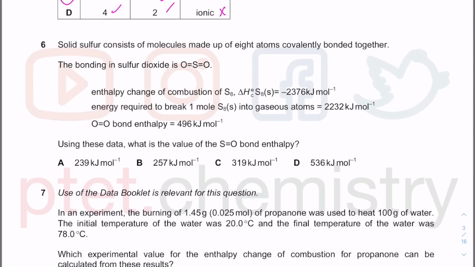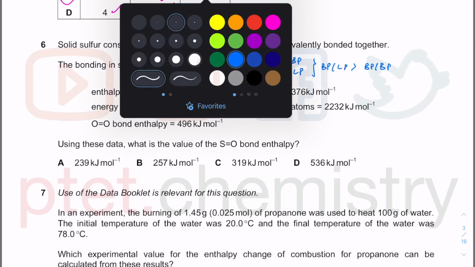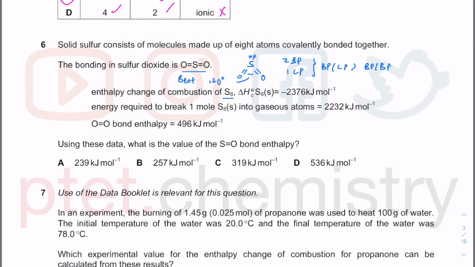So in this next question, we have solid sulfur. We are told that it's made out of the molecule S8, and we have this bonding in sulfur dioxide, which actually is a slightly bent molecule because it consists of 2 bond pairs and 1 lone pair, such that lone pair-bond pair repels more than bond pair-bond pair. Based on valence shell electron pair repulsion theory, this is actually a special kind of bend. It's a bend with 120 degrees instead of the 104.5, as you will find in water as a result of having 2 lone pairs in the water molecule.